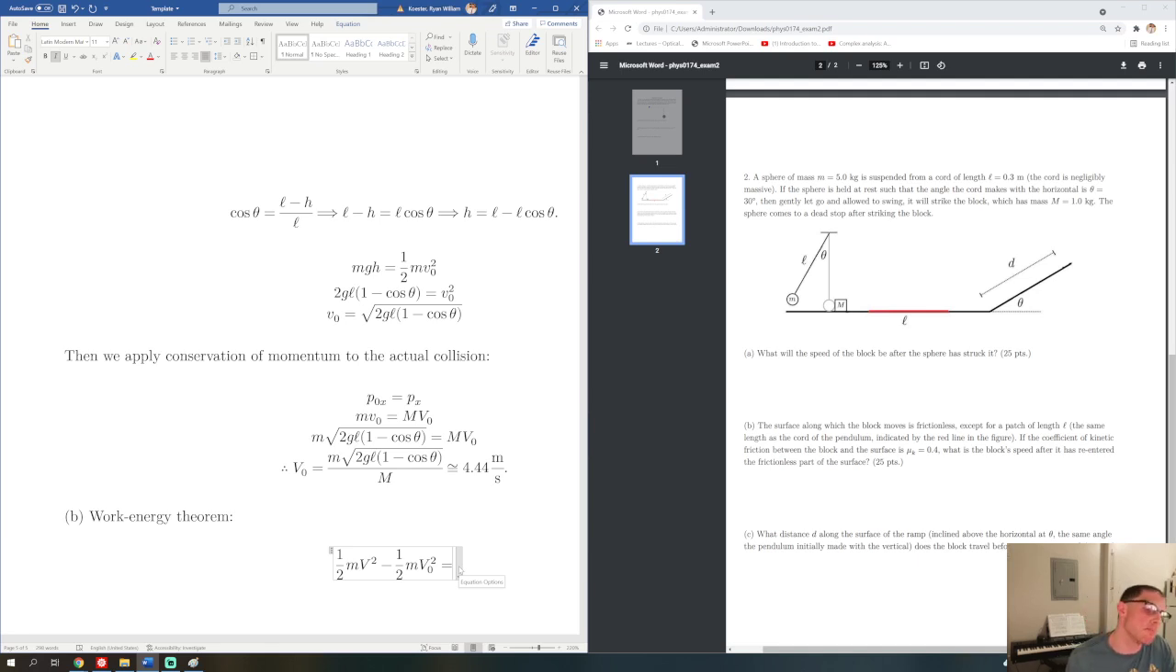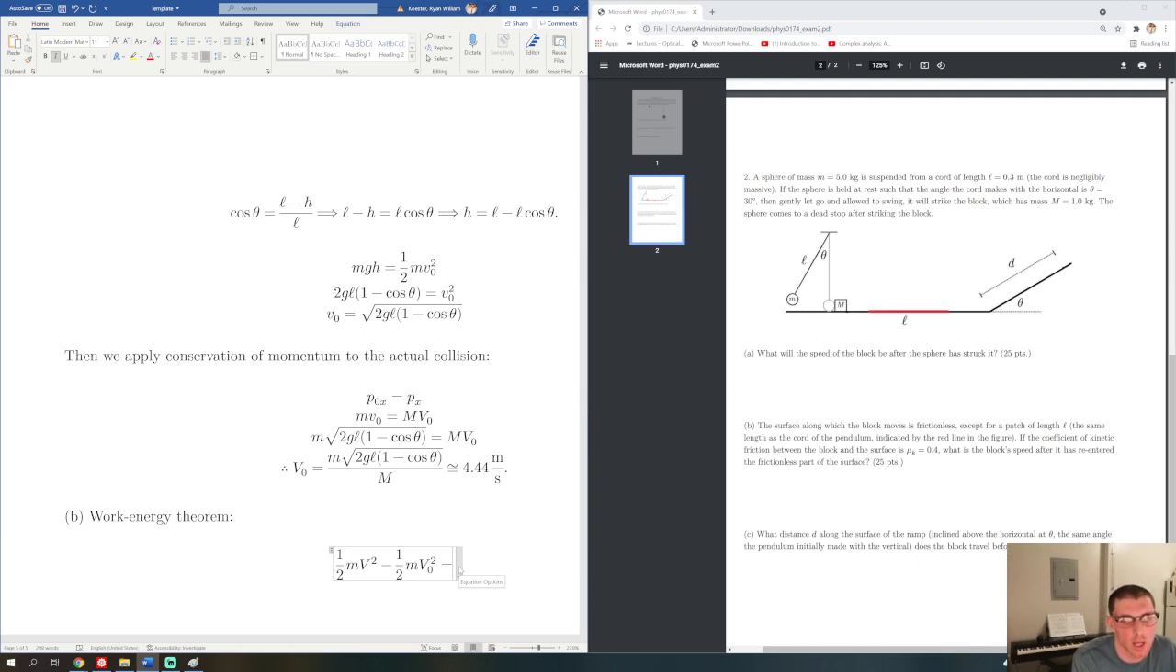But like I said, I meant to put something in the problem statement to indicate which approach they should have done: conservation of momentum versus conservation of energy. Okay. So this is the first part of the work energy theorem.